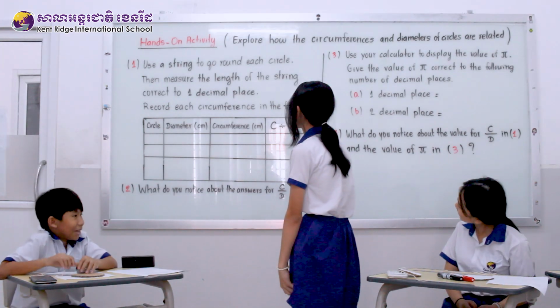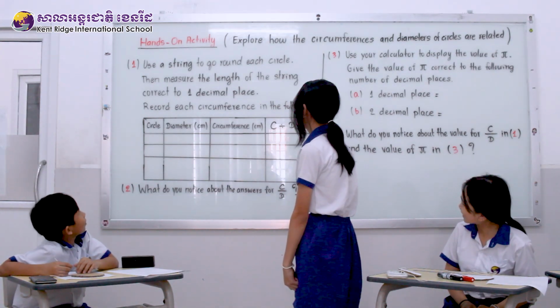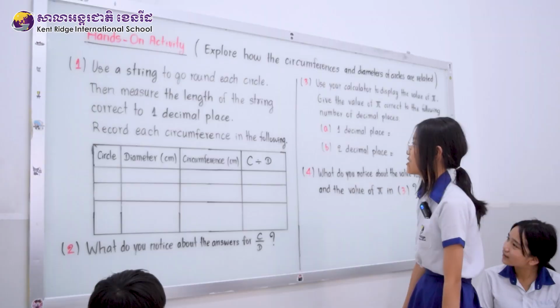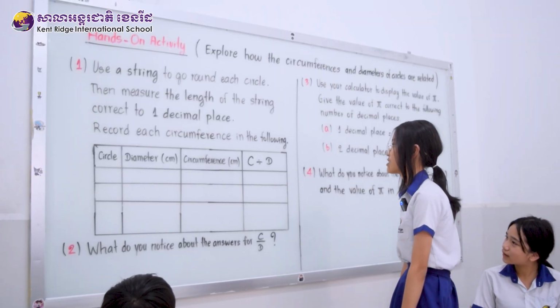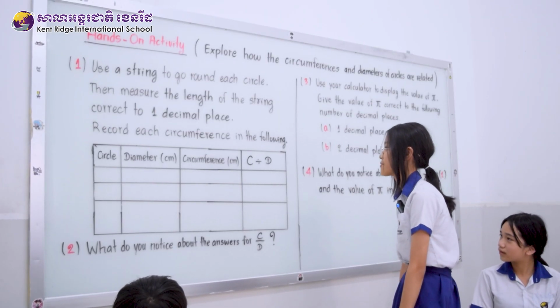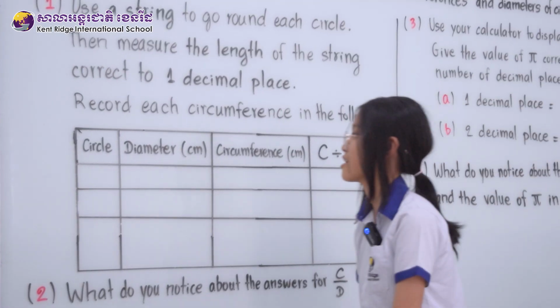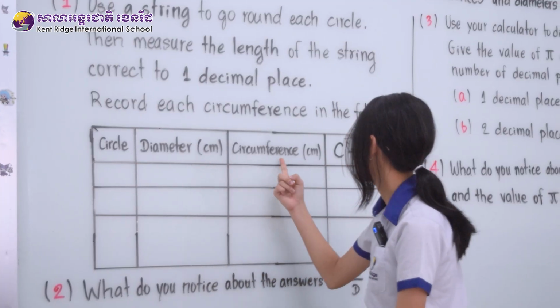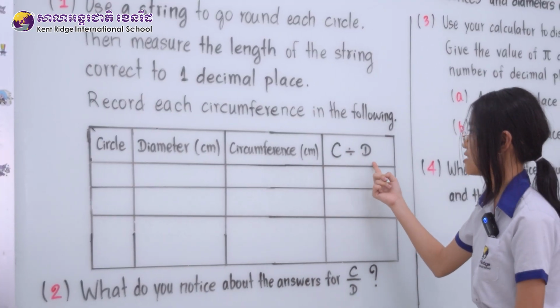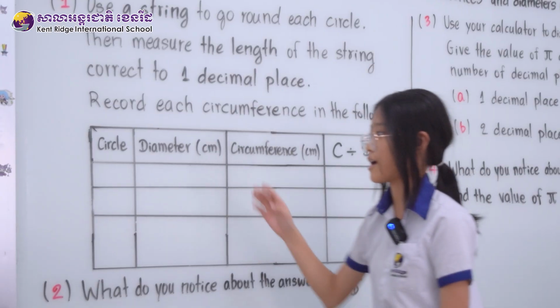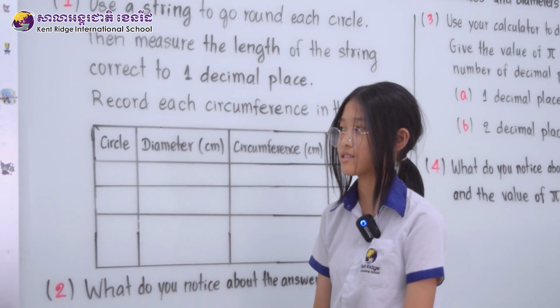It says to explore how the circumference and diameters of circles are related. 1. Use a string to go around each circle. Then, measure the length of the string, correct to 1 decimal place. Record each circumference in the following. Down here it shows a box which tells us the circle, diameter, circumference, and C divided by D. There's 3 boxes, so that means there's gonna be 3 circles.